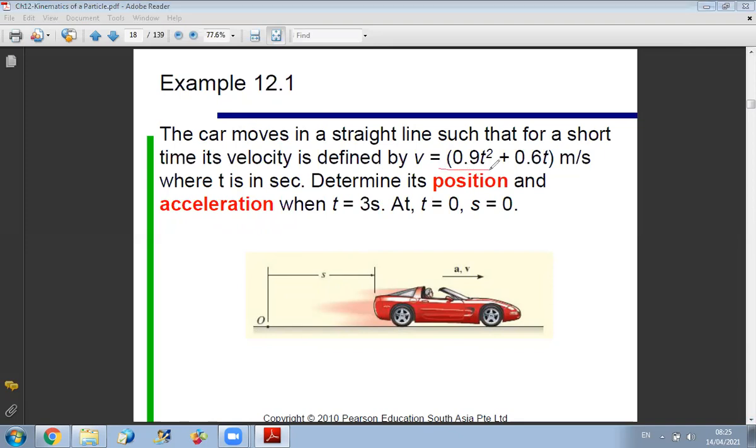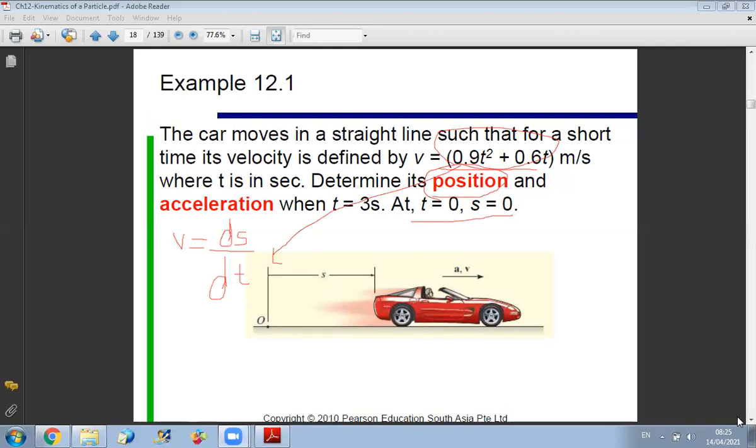So first, I have v as a function of time. So v is a given function of t. And I want to get position. So the relation I should use will involve v, s, and t. So the relation is v equals ds over dt. And since v is already a given function of time, all I have to do is to replace this function here. Then to find s, I should integrate. And I have my boundary condition at t equals 0, s equals 0.